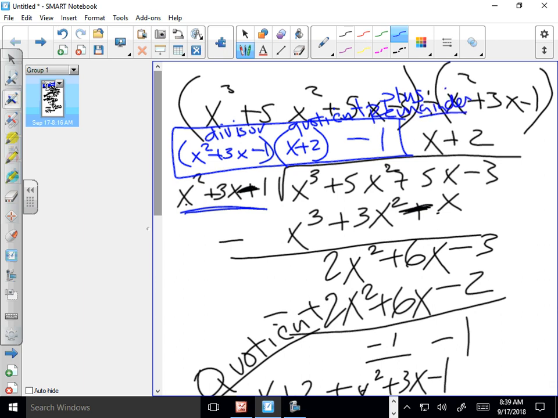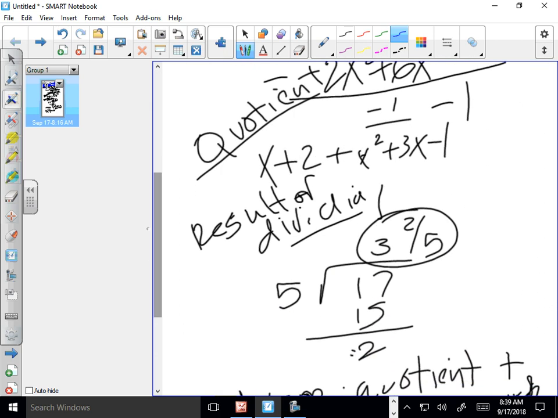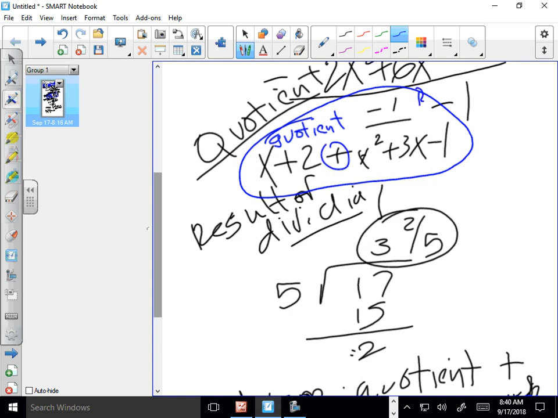Not all the problems come with those directions, and the ones that don't, you're more than welcome to continue what you were doing in the past and writing this kind of a solution, where you just write the quotient plus the remainder over the divisor. This is quotient plus remainder over divisor. Okay. So if it doesn't specify and you prefer this method, by all means use this method.